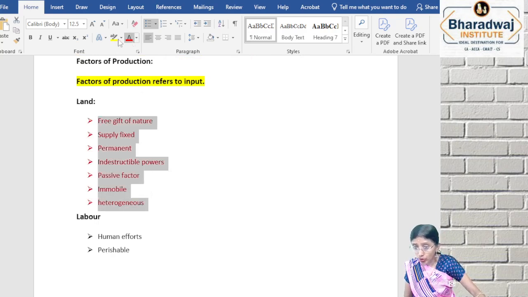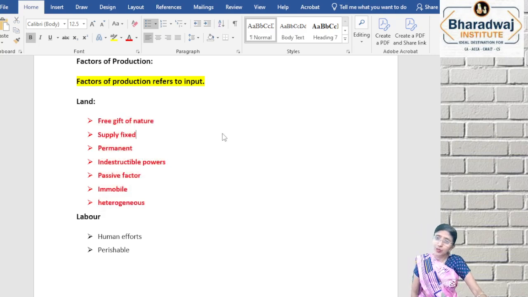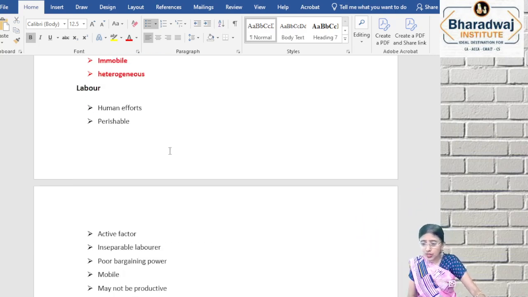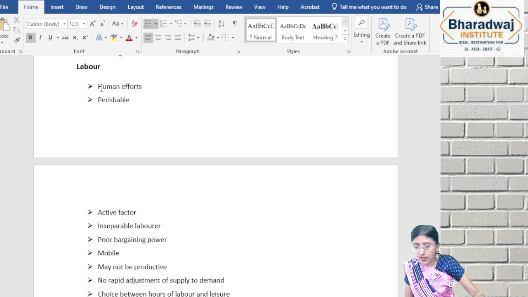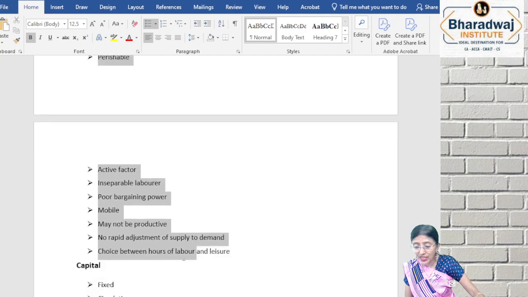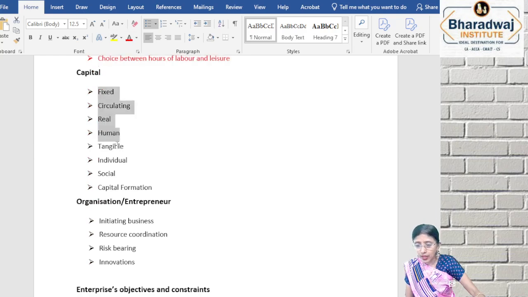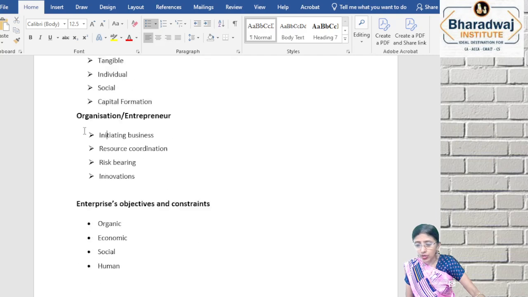You have to learn it by heart, like features of capitalism, socialism and mixed economy. Land has these features, labor has these features, so they will ask you to identify the correct and incorrect ones. Features of land, features of labor, features of capital, features of organization or entrepreneur. Remember that. This is one tidbit which we are ignoring. Who will study features of factors of production? We don't do that. You have to do it.